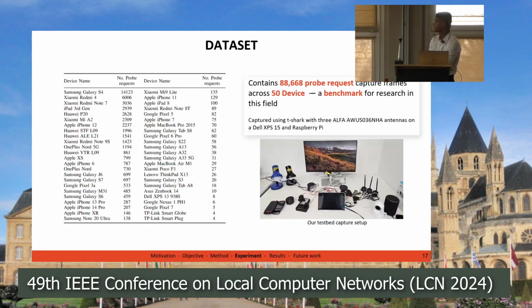So to evaluate our method, we collected probe requests across 50 devices. Here you could see each device, and the number of probe requests that was collected for each device. We used a Raspberry Pi and a Dell XPS with 3 Alfa AWUS antennas to collect all our probe requests. One thing I'd like to note is, compared to previous studies in this field, we collected data on 50 devices, which is quite a bit larger, because the largest until this was 20 devices. And also this data is publicly available. So if anyone wants to use it, you're more than welcome to contact me, and I will give you access to a full database of probe requests for each device.